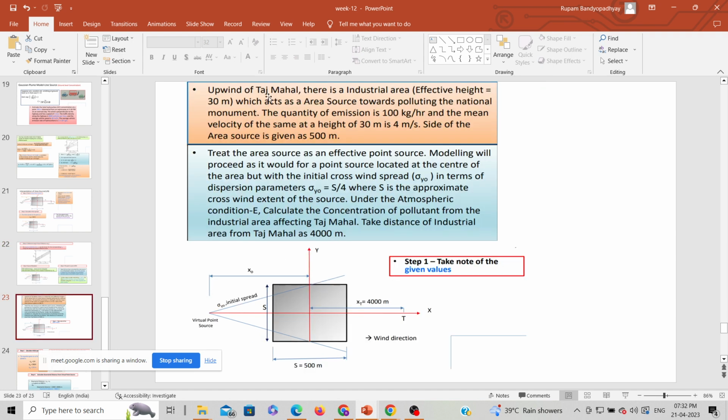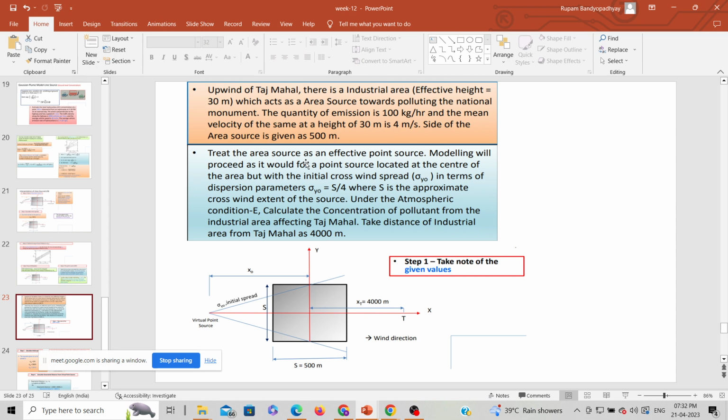So this is the upwind of the Taj Mahal. There is an industrial area which has an area source polluting the monument. The quantity of emission is 100 kg per hour, and the mean velocity at a height of 30 meters is 4 meters per second, and the side of the area source is given as 500 meters. So A's value is 500.